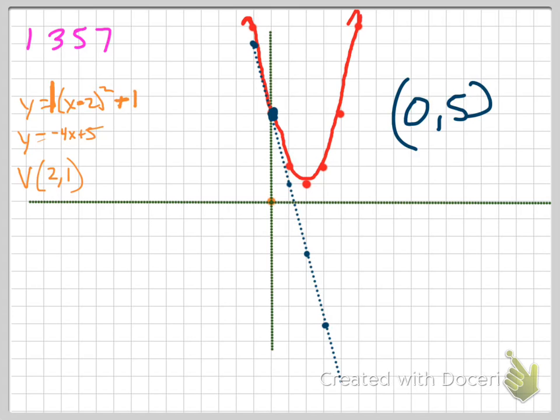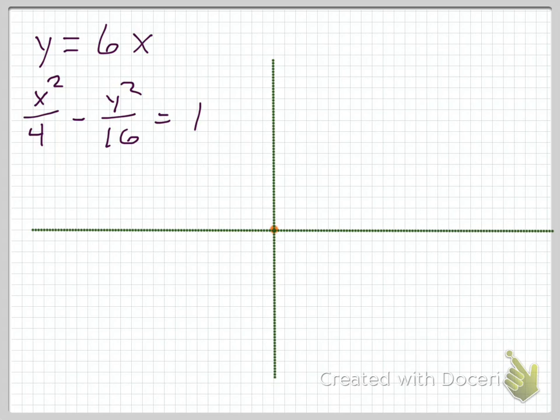So that's kind of a basic example of what we're going to be doing today. Now we're going to do y equals 6x, and then we're going to graph the hyperbola, x squared over 4 minus y squared over 16 equals 1. So we have a line and a hyperbola.